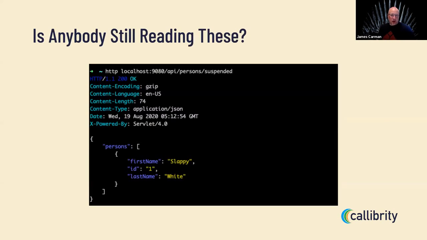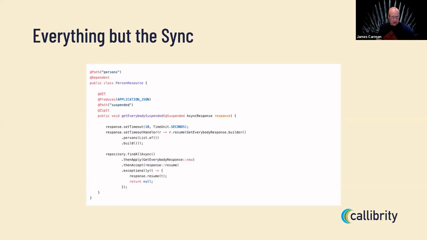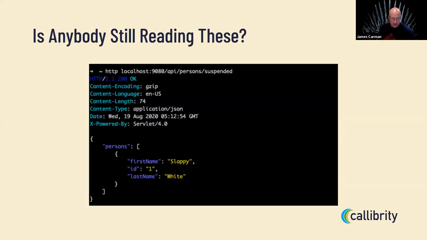Okay, so let's call our suspended method. That's what we call it, right? Yeah, path suspended. So let's call our persons suspended method. This is getting all the persons. It's still gzipped. We get application JSON and it returns Flappy White.